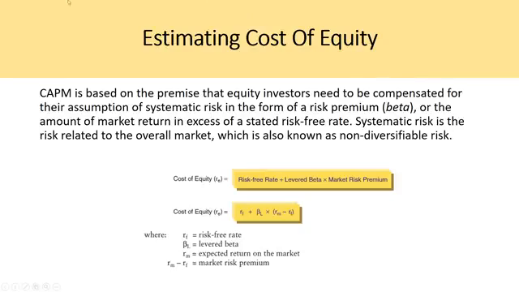So the cost of equity formula, the CAPM model, is RF, which is the risk-free rate, BL, which is the levered beta, and RM, which is the expected return on the market. So you take your risk-free rate plus the result of multiplying the levered beta by the difference between the expected return on the market and the risk-free rate, or the market risk premium. So you multiply the market risk premium by the levered beta, and you add the risk-free rate to that to get your cost of equity. Now, your cost of equity is always higher than your cost of debt.